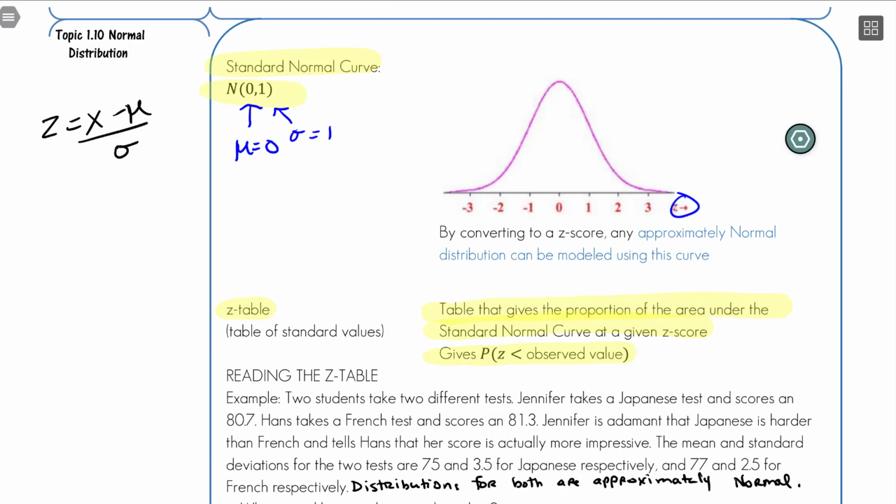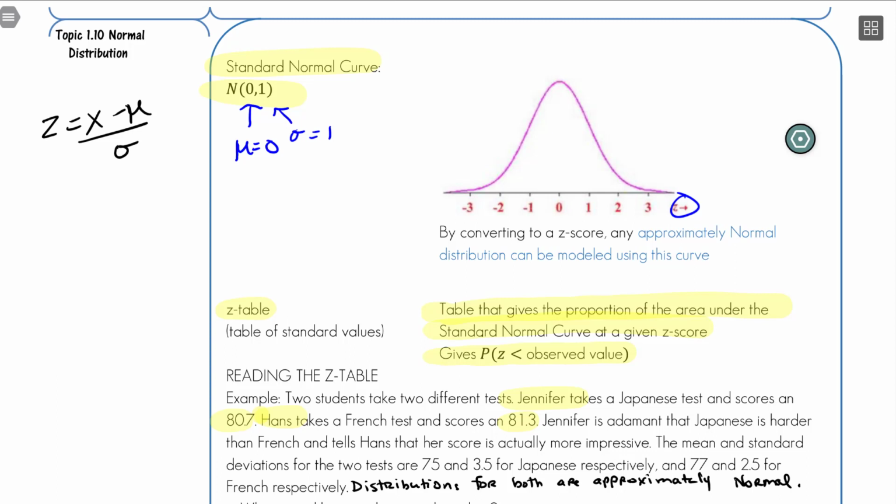Well, what does that mean? What does this table actually look like? Let's take a look at an example to find out. In this example, we have two students taking two different tests. Sound a little bit familiar? Jennifer takes a Japanese test and scores an 80.7. Hans takes a French test and scores 81.3. Jennifer is adamant the Japanese test is harder than French and tells Hans that her score is actually more impressive.